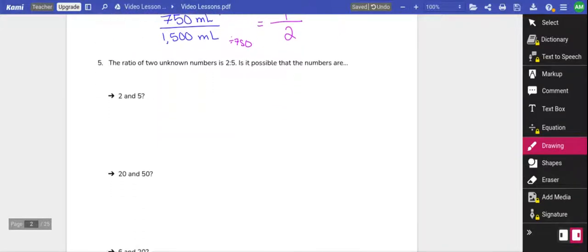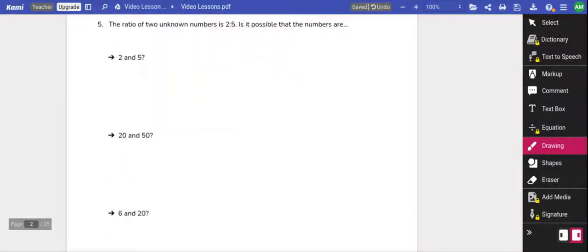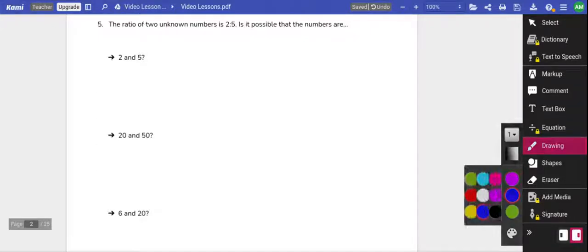Now we're switching gears a little bit. We don't have any units, but the ratio of two unknown numbers is 2 to 5. Is it possible that the numbers are 2 and 5? Is that in a ratio of 2 to 5? Well, yeah. But let's write it down and figure out why.